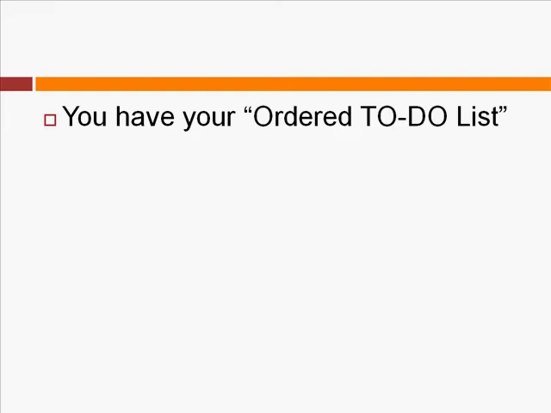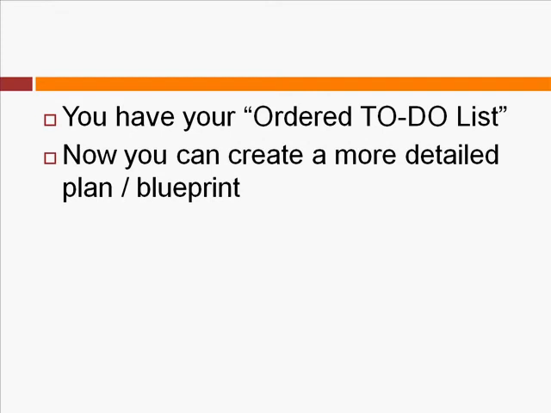Now in the previous video you have created your ordered to-do list. You've already created a to-do list, which is 90% of your planning process of the software. So you're almost done, but there are a few things that you need to think about before you actually create the software. And you also need to create a more detailed plan or blueprint so that you can implement the software easier.